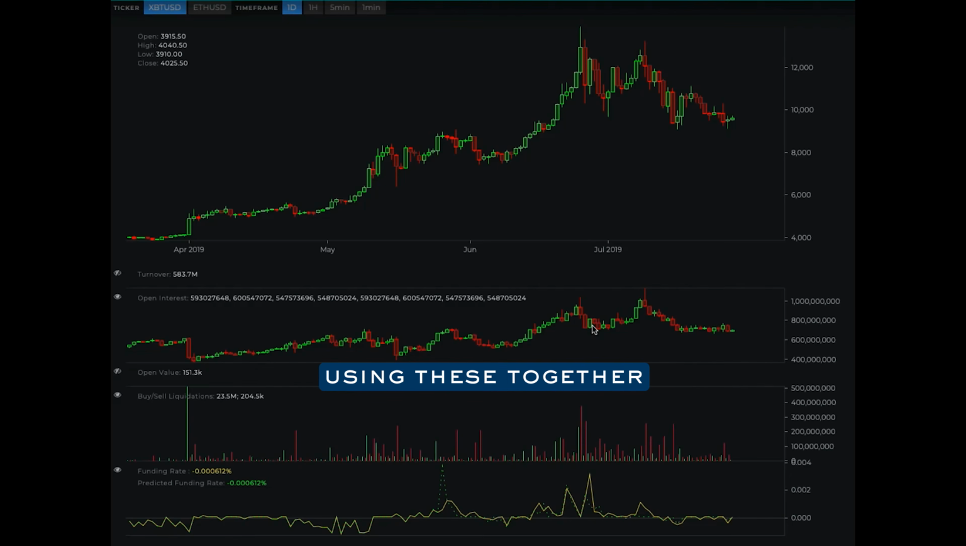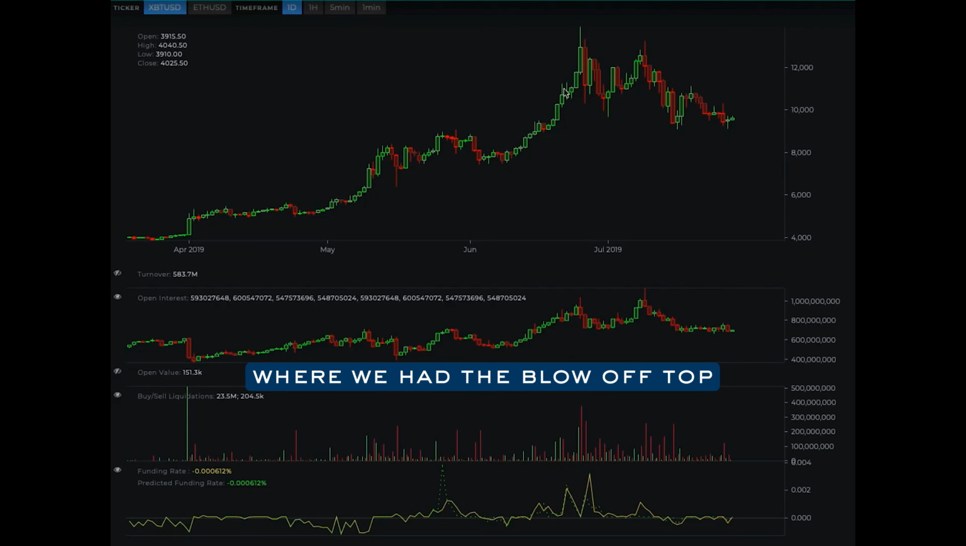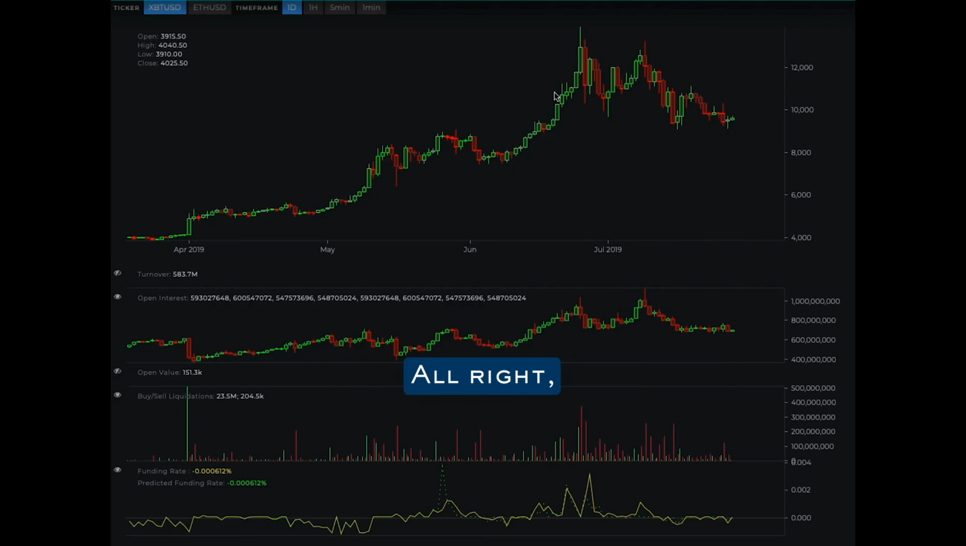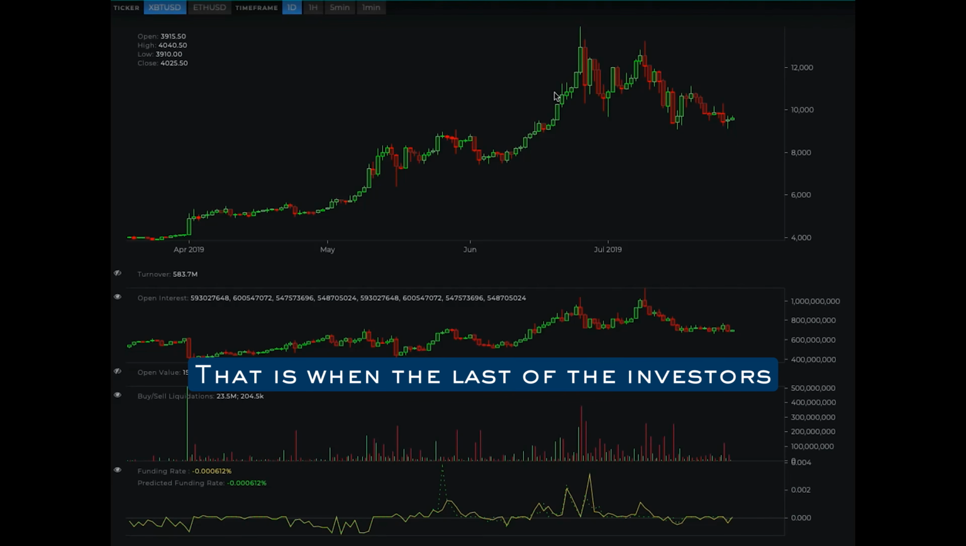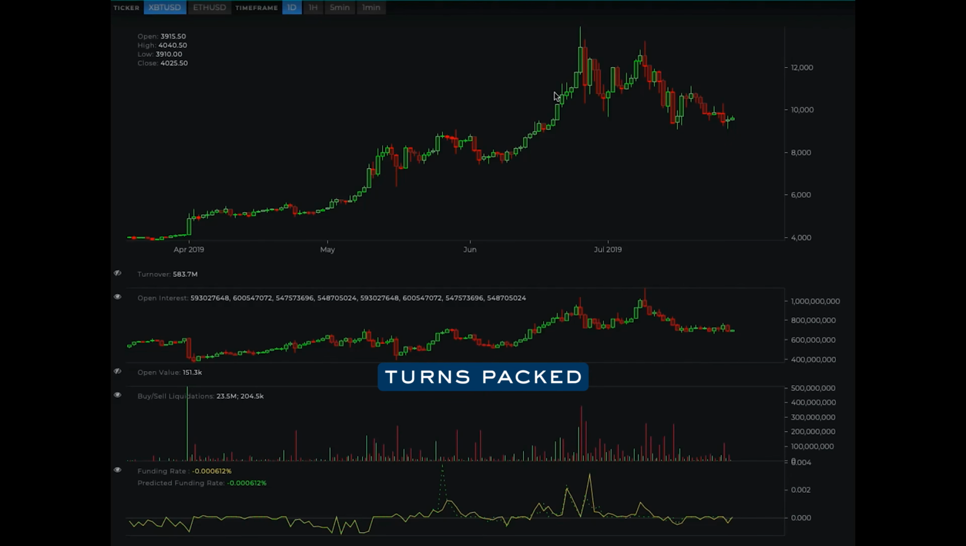Now, when we're talking about using these together, this gives you an idea about that term I was using, crowded area or crowded trade. You can see that around this area where we had the blow off top, there was a massive spike in open interest. Typically at tops, that is where everyone jumps in, because at that point anyone who's on the sidelines thinks, I don't want to miss this, this thing is going to the moon. That is when the last of the investors and traders who were out of the market jump in at once, and that is the area where price turns back. So that's the FOMO area.